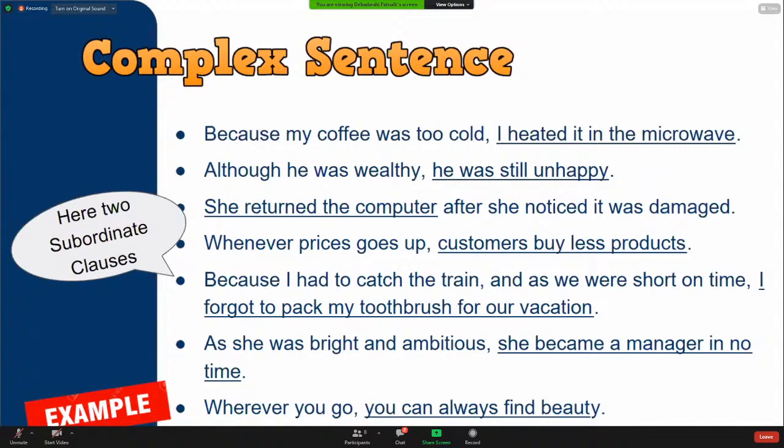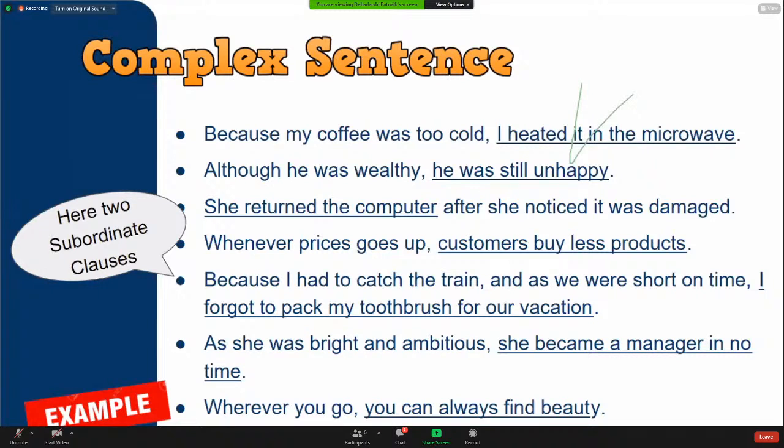Actually, sentences have 3 categories: one is complex, another is compound, and another is simple sentence. If a sentence is not complex and not compound, then it will automatically be in the simple sentence category.